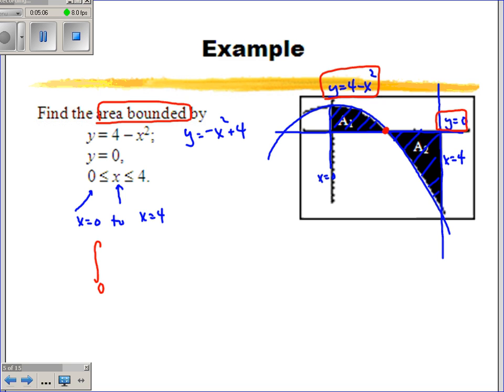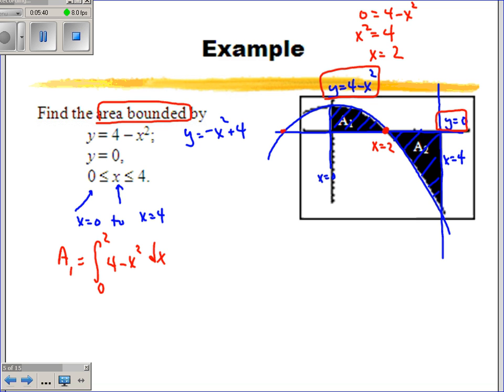So if you just set them equal to each other, 0 equals 4 minus x squared, that says that x squared is 4, and that tells me that x is either 2 or negative 2, but this one is where x is 2. Negative 2 would have been over here, and I don't really care about it. It's not between 0 and 4. So I'm going to look at the integral from 0 to 2 of the curve 4 minus x squared. That's going to give me that A1, because that part of the function is above the x-axis, that will give me that area.